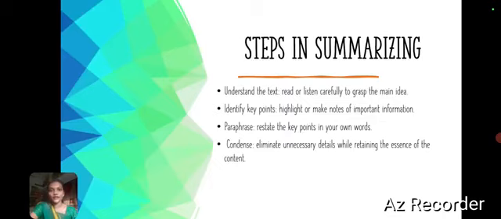Steps in summarizing. What are the steps involved in summarizing? First we have to understand the text. Understanding the text means we have to read and listen carefully to grasp the main idea and to focus on the main idea while summarizing. Then identify the key points, which involves highlighting and making notes of every important piece of information that we have to retain in the summary form. And paraphrase. Paraphrase is nothing but to restate the ideas of the paragraph in your own words. And condense. Condense means we have to remove the unnecessary things that we want to omit.